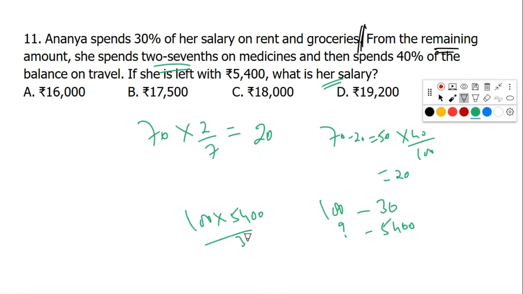5400 divided by 30. I see that it goes 18 times 0. So what will be your answer? 18,000. Just mark it. Don't write again "equal to 18,000", it is not required.